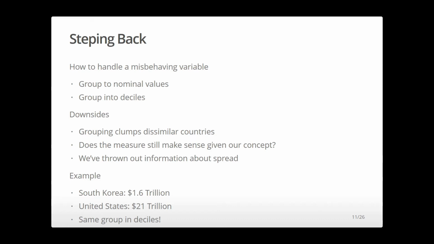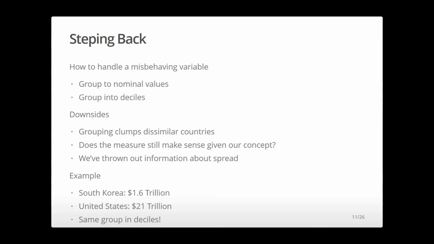Countries between 0 and 10% of the observed values go in Group 1, 10 and 20, Group 2, etc. But in doing so, we've lost a lot of information about the spread of those values, and we've grouped together countries that conceptually don't belong together. South Korea, with a GDP of $1.6 trillion, is in the same group as the United States, which has a GDP of about $21 trillion. The latter is over 10 times more than the former. No, we need something a little bit more robust.